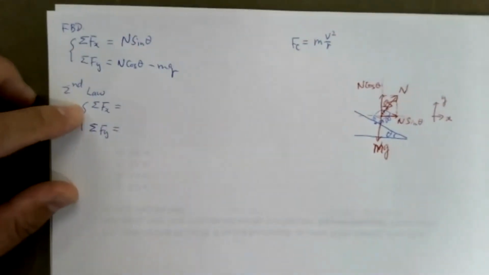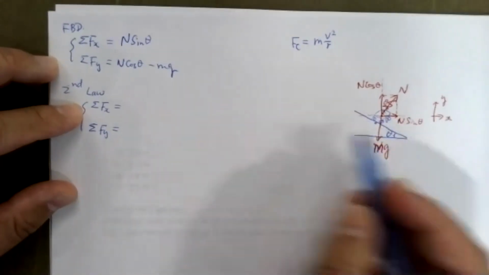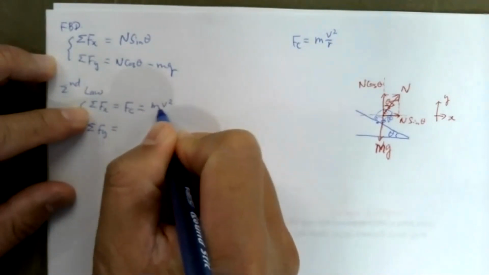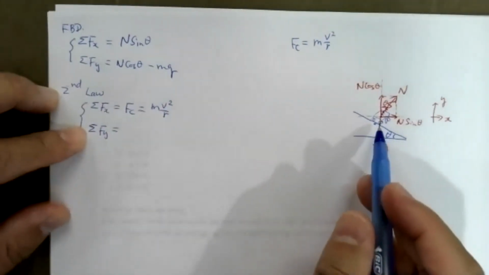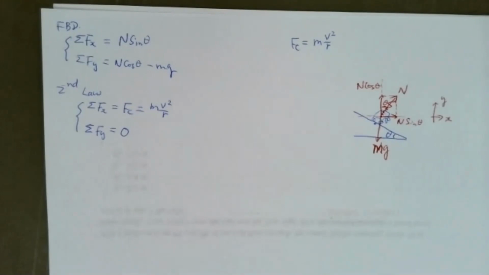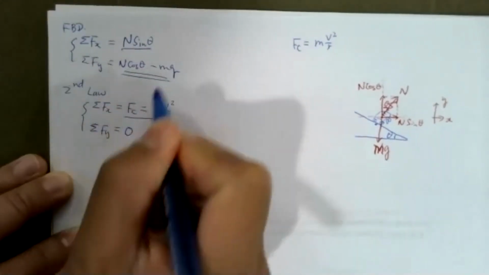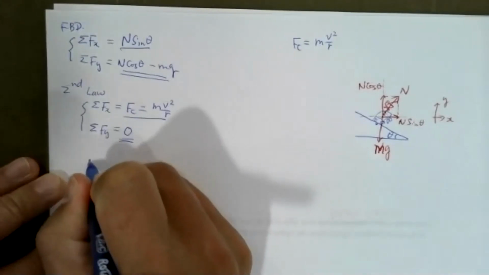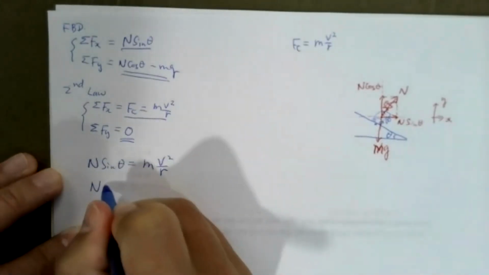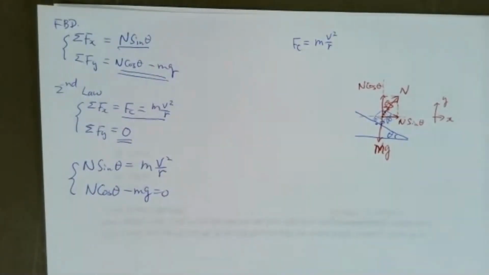Now from Newton's second law, in the horizontal direction, the car is having circular motion, so the net force should be equal to the centripetal force, which is mv squared over r. In the vertical direction, the car doesn't have motion, so acceleration should be 0, which means the net force should be equal to 0. So you can set up two equations: N sine theta equals mv squared over r, and N cosine theta minus mg equals 0. So you'll get two equations here.